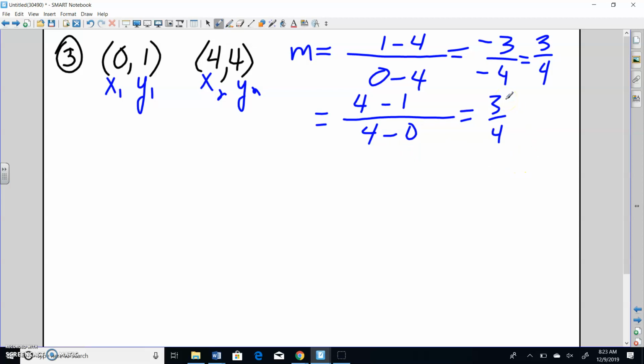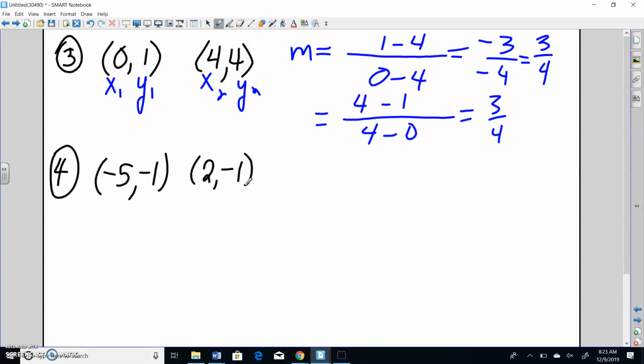Okay, so let's add this problem now. You don't have the graph for it, but here are the 2 points. The first point is negative 5, negative 1, and the second point is 2, negative 1. So use the slope formula or graph it if you want to and determine the slope. Great.